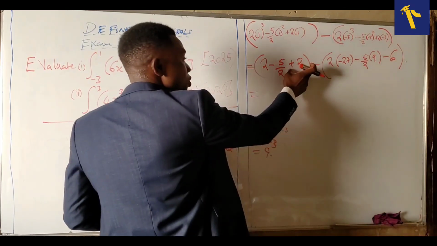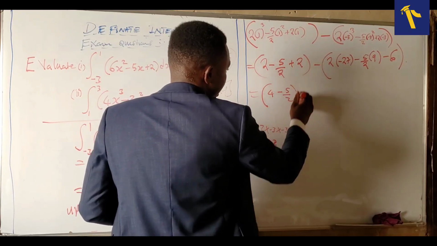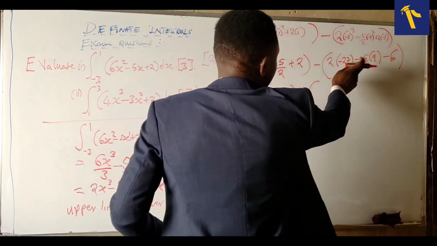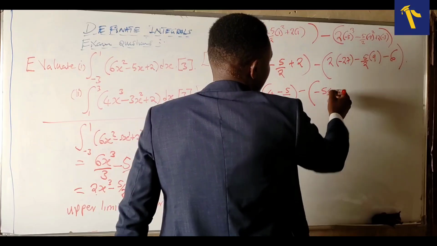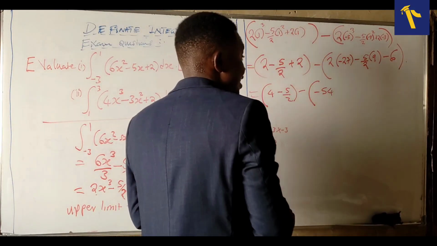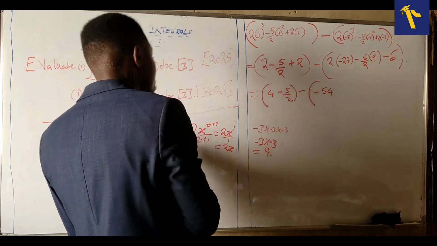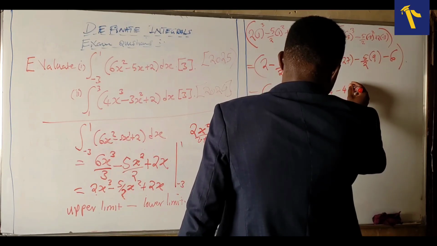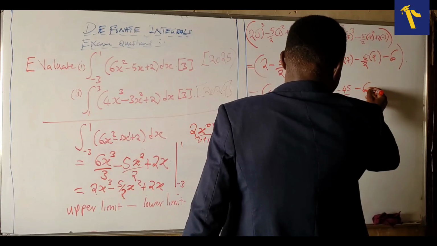So 2 plus 2, we know it is 4. So what am I going to get? 4 minus 5 over 2, like that, minus here 2, multiplied by negative 27, I'm going to get negative 54, like that. So this is 5, and I have a 9. So if I multiply 5 by 9, I'm going to get 45. So there's a negative, that is negative 45 divided by 2. Then there's a minus 6. Okay?